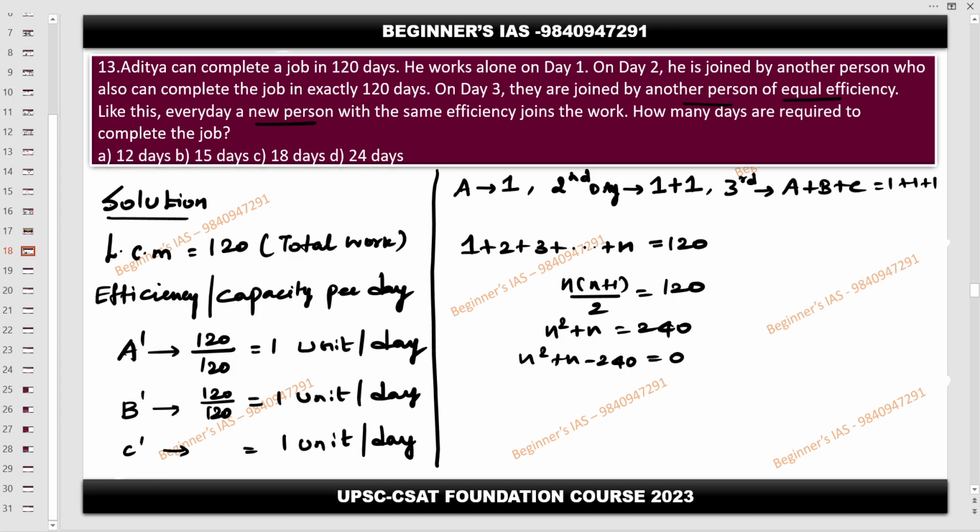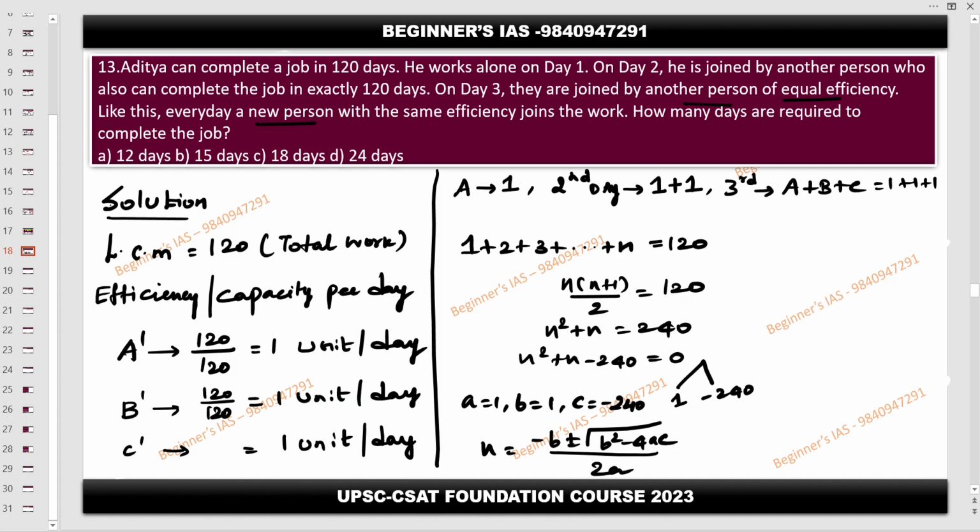So you need some factorization. Either you can do it using the product minus 240 and the sum being 1, or else you can do it by this method: a is 1, b is equal to 1, c is equal to minus 240. This method also helps you if you don't know how to do the factorization. The formula here is n is equal to minus b plus or minus root of b square minus 4ac by 2a. With this you can easily find it out, or if you know the other way then it is well and good. If you don't know, use this formula.